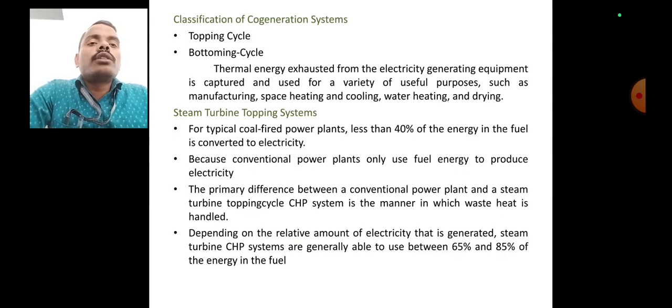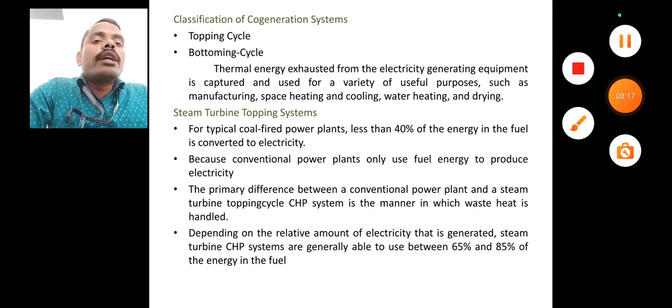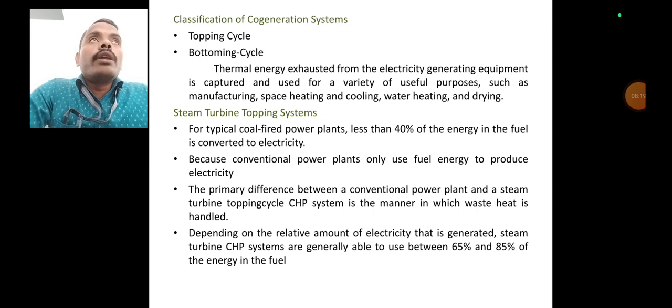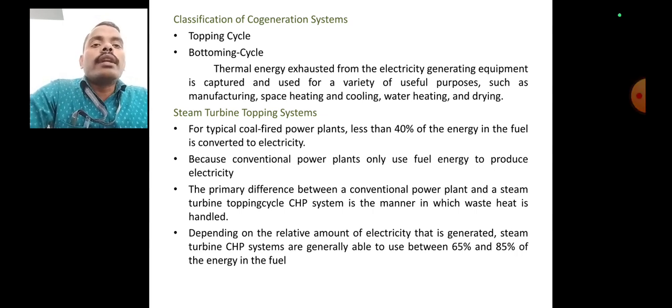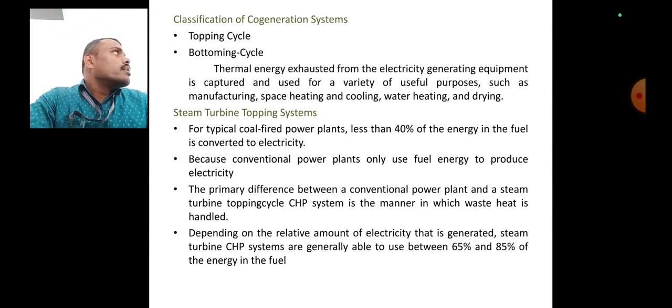Next, the cogeneration system's topping cycle and bottoming cycle. What is meant by topping cycle? Topping cycle means the primary focus of energy production is electricity. Bottoming cycle means the primary energy need is a heat source.